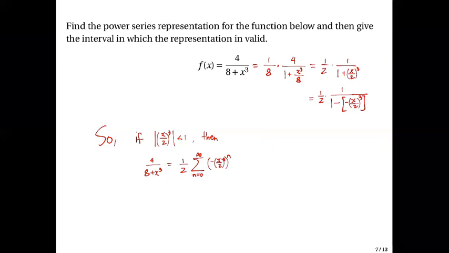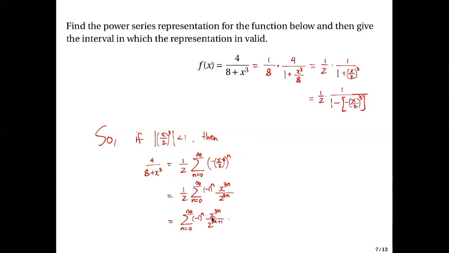But anyway, if we simplify this, we will have 1/2 sum n from 0 to plus infinity. You will get negative 1 raised to n, and then x raised to 3n over 2 raised to 3n. And then if we bring this 1/2 inside this power series, we will get the series from n equals 0 to plus infinity, negative 1 raised to n, x raised to 3n over 2 raised to 3n plus 1.